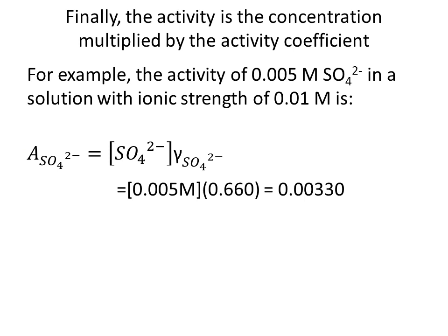Now we plug into the equation the concentration of sulfate ion, which is 0.005 molar, and we multiply it by the activity coefficient of sulfate ion, which we found earlier as 0.660 in a solution with an ionic strength of 0.01 molar. Therefore, the activity of a sulfate ion that has a concentration of 0.005 molar and is in a solution with an ionic strength of 0.01 molar is 0.00330.